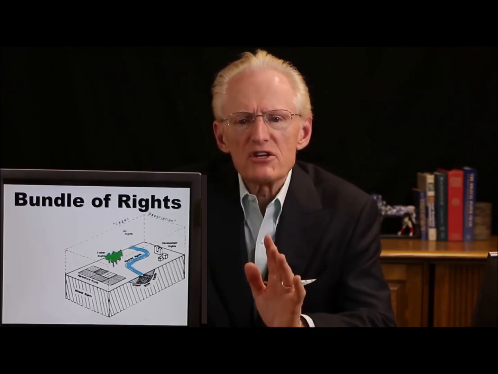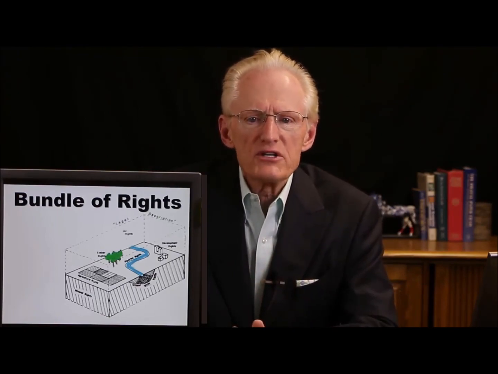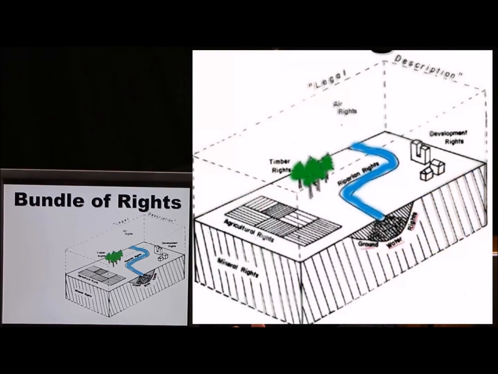This schematic is a little bit hard for you to see, but it's a cross-section of a piece of earth. And you can see there's water flowing through it, so some of the rights would be water rights. Above that would be air rights. There's agricultural rights. Below the ground, there's mineral rights. Over on the right-hand side, there's development rights where those buildings are, and many, many, many other rights.